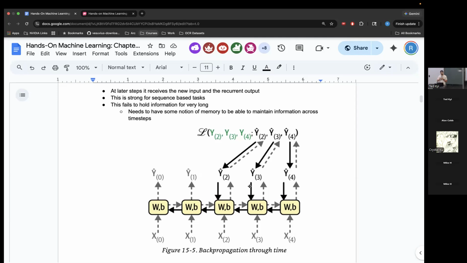So you might have something that has a sequence of 30, and then what you're doing is you're going at every time step, what do I need to adjust in the weight in order to get the better final outcome?